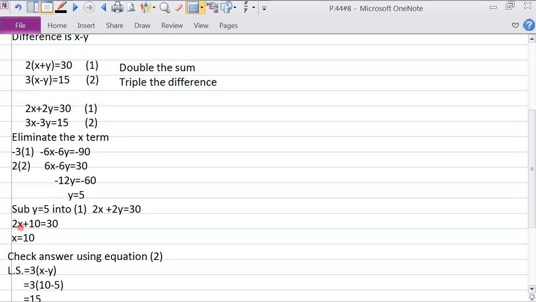And now I've got 2x plus 10, because 2 times 5 is 10, equals 30. So 2x equals 20 and x equals 10. So I now know that y equals 5 and x equals 10. So I've solved for that.